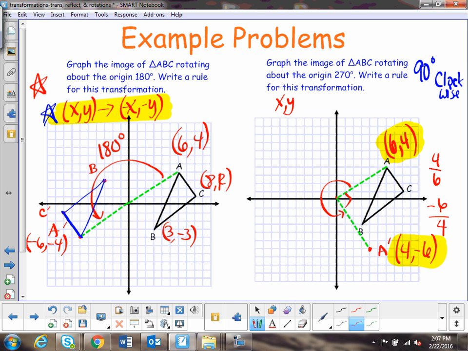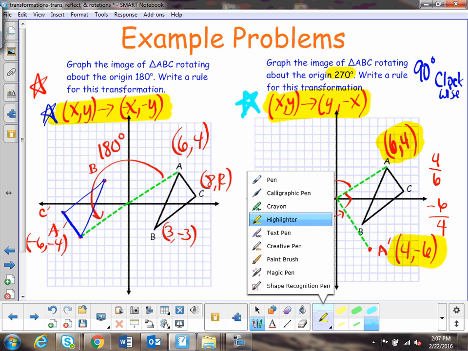x comma y maps onto y, negative x. Okay, highlight that rule. Star it, because this is always the rule for a 270-degree turn counterclockwise or 90 degrees clockwise. If you memorize that rule, then you don't have to do the green dotted line stuff, because that's how you figure out the 90-degree turn. All right, so let's do the other two.